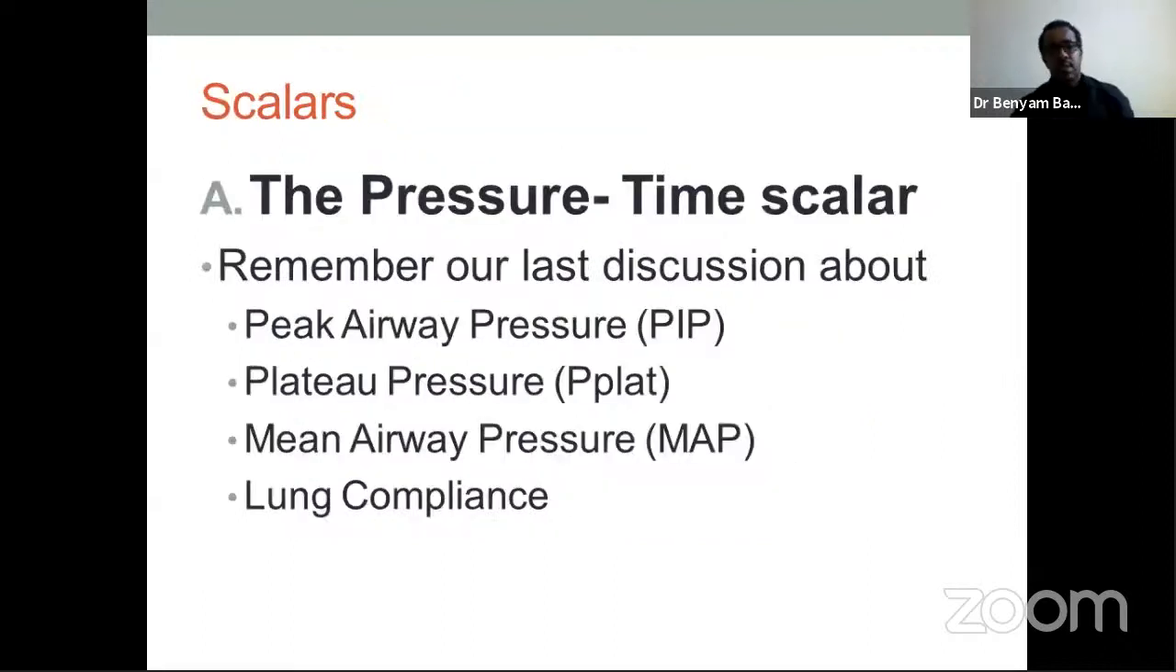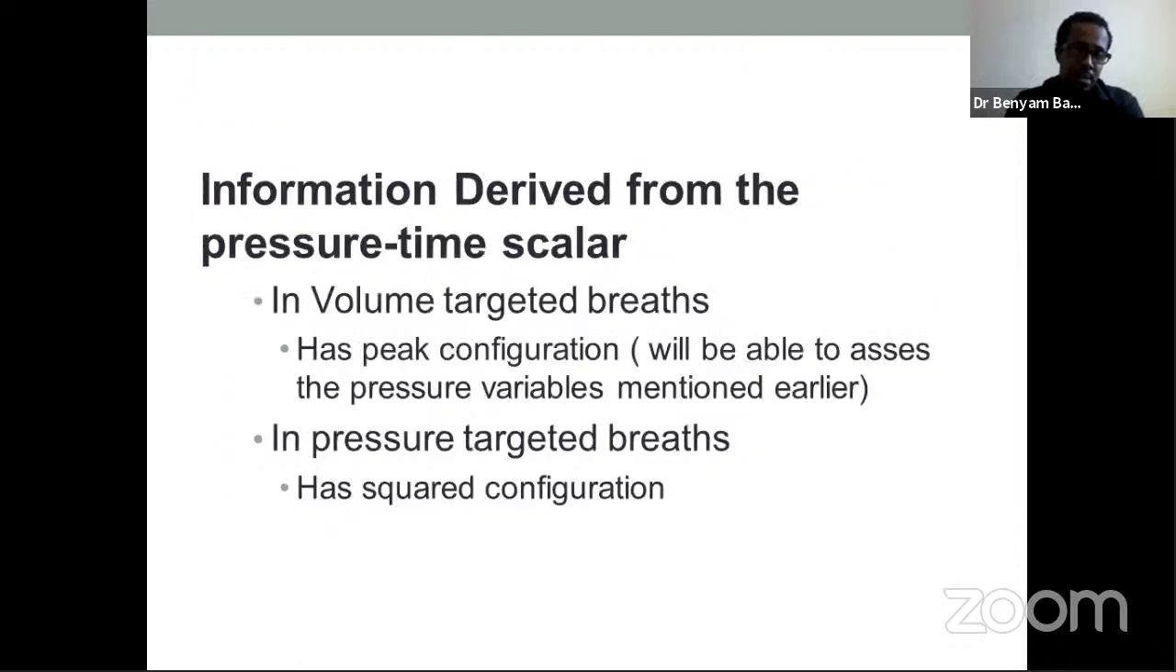When we come to scalars, the first scalar graph I want to discuss is the pressure-time scalar. Remember our last discussion about peak airway pressure, plateau pressure, mean airway pressure, and lung compliance; all are present in this pressure-time scalar. The information we derive from the pressure-time scalar depends on what mode, or what targeted breath, we are giving.